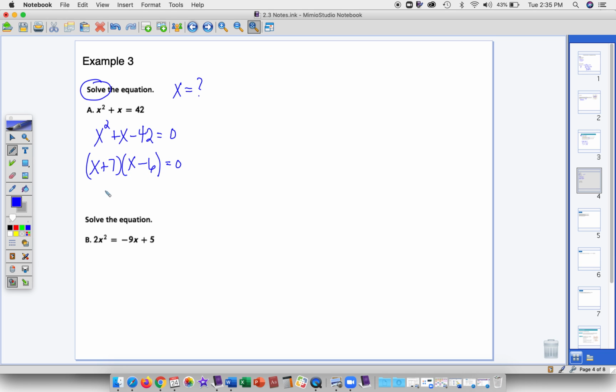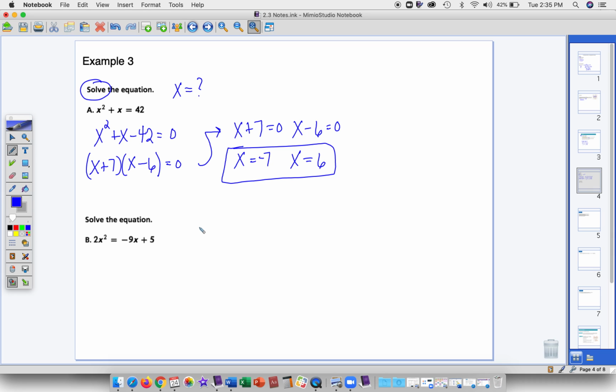When I set each of these factors equal to 0, then I'm going to get the opposite of those, what the signs that we see within the factors, right? A negative 7 and a positive 6, those are the two solutions of that equation. There's two solutions because it's quadratic. And again, these could be checked.